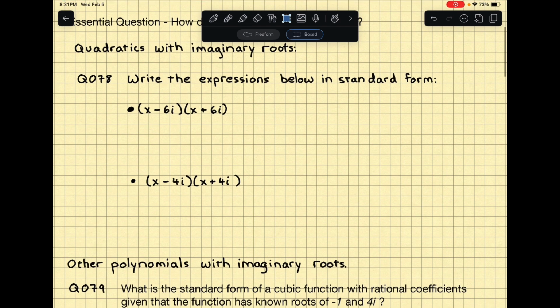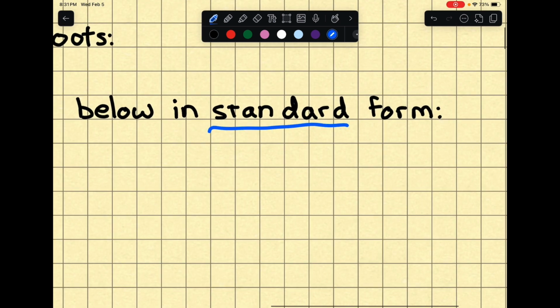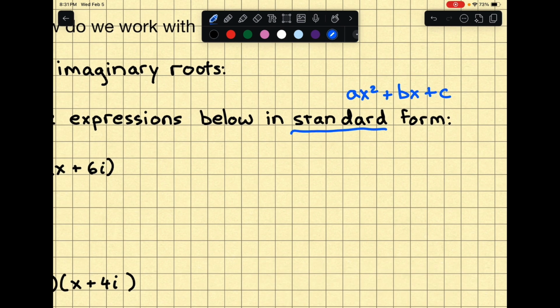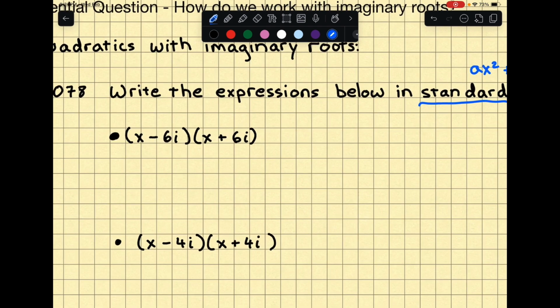Question type 78. Switch my pen here. The instruction is write the expressions below in standard form. So remember, standard form, we've dealt with this before. Standard form of a polynomial is where you have decreasing powers of x, like ax squared plus bx plus c would be the standard form of a quadratic polynomial. So that's what we want to do. We have a couple of polynomials here shown in factored form, where it's broken up in individual factors. And we're going to put that in expanded form or standard form.